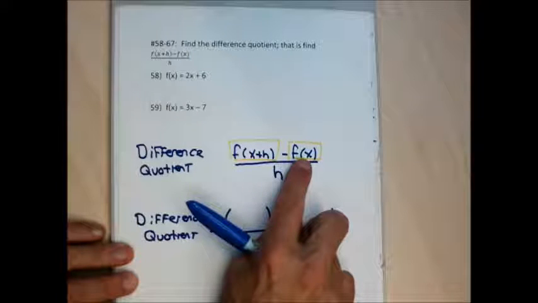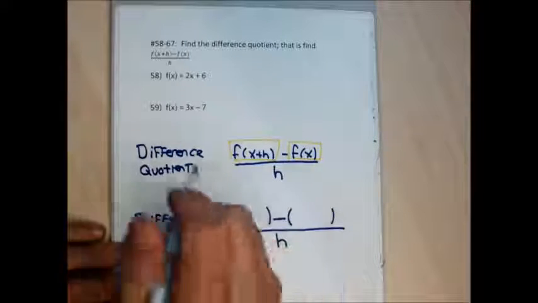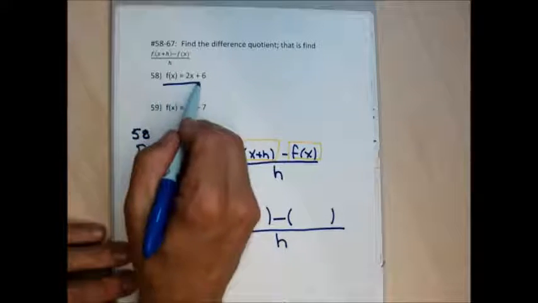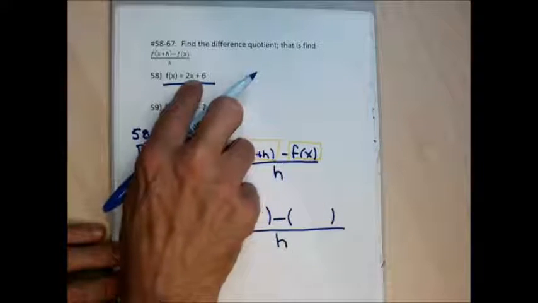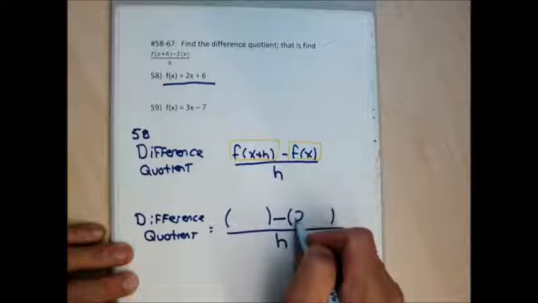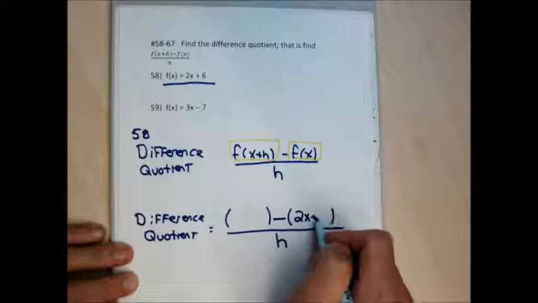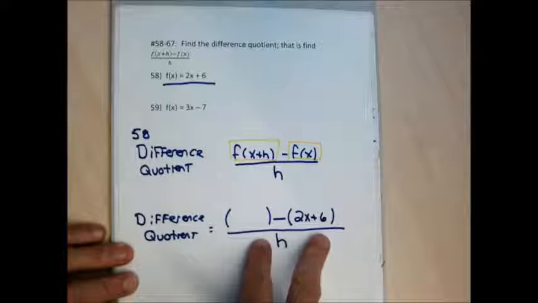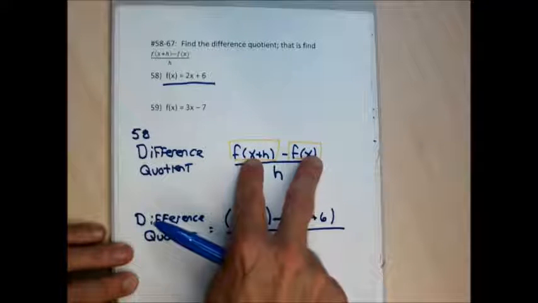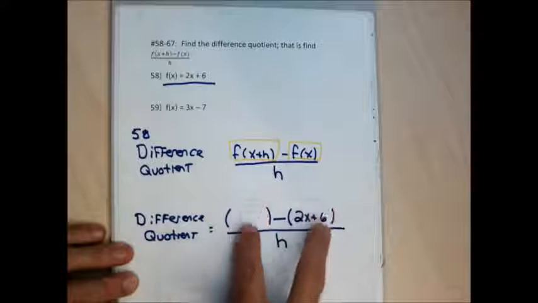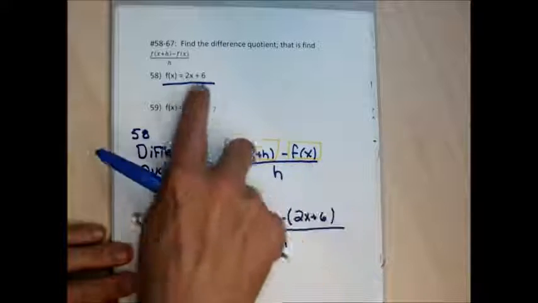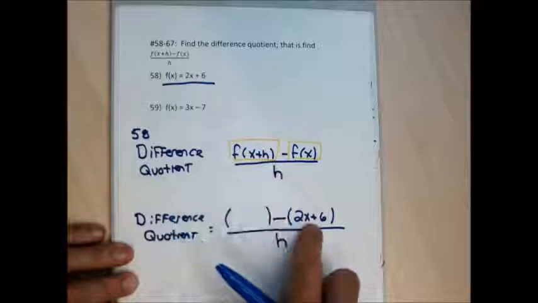The function symbol to the right of the minus sign in problem 58 can be replaced with 2x plus 6 because it says right up here f of x equals 2x plus 6. So as I go to do my transformation of the difference quotient into something that fits problem 58, I wrote the problem without function notation. I put parentheses where the function notation was. One of the two parentheses was easy to fill because I know exactly what f of x is. f of x is 2x plus 6.